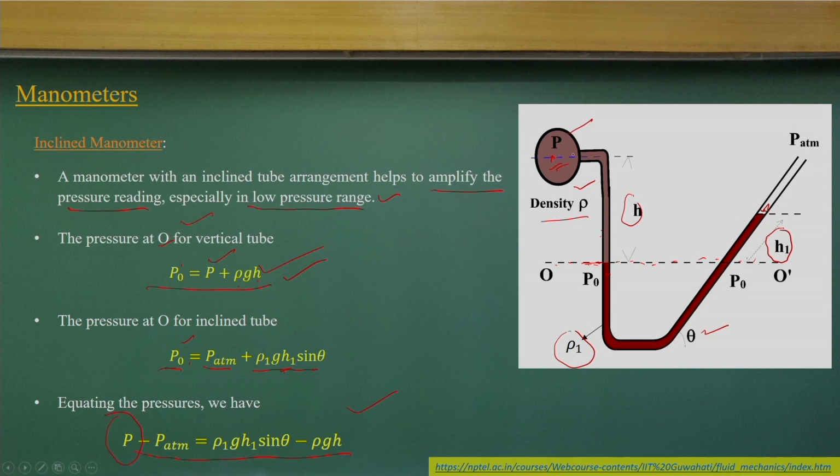In this case, because you are measuring H1, which is inclined, we can measure low pressure, because we will have a greater graduated length as compared to the vertical case. Otherwise, it is a similar way to measure, but inclined manometers help us measure low pressure readings, because they amplify the pressure reading.